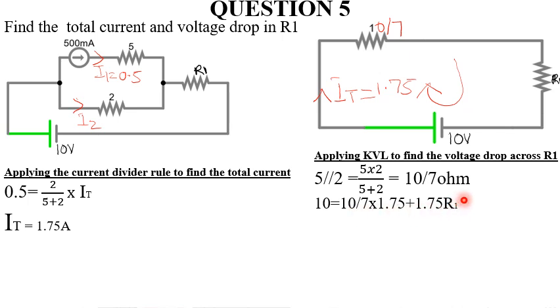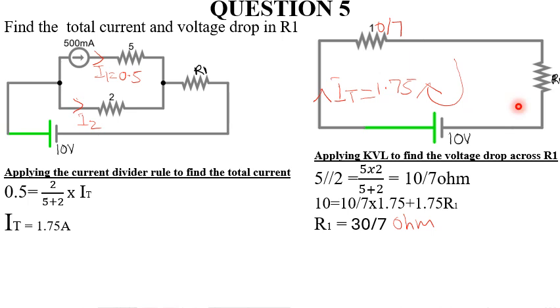After getting this equation, what is left is mathematics. We simply do our multiplication, addition and division to find the value of R1. Finding R1, we realize that R1 equals 30 over 7 ohm.